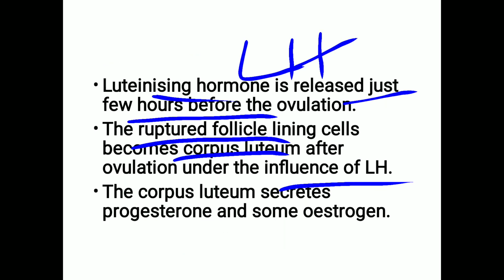The luteinizing hormone is released just a few hours before ovulation, and after ovulation the ruptured follicle lining cells become corpus luteum under the influence of luteinizing hormone. This corpus luteum secretes progesterone and some amount of estrogen.